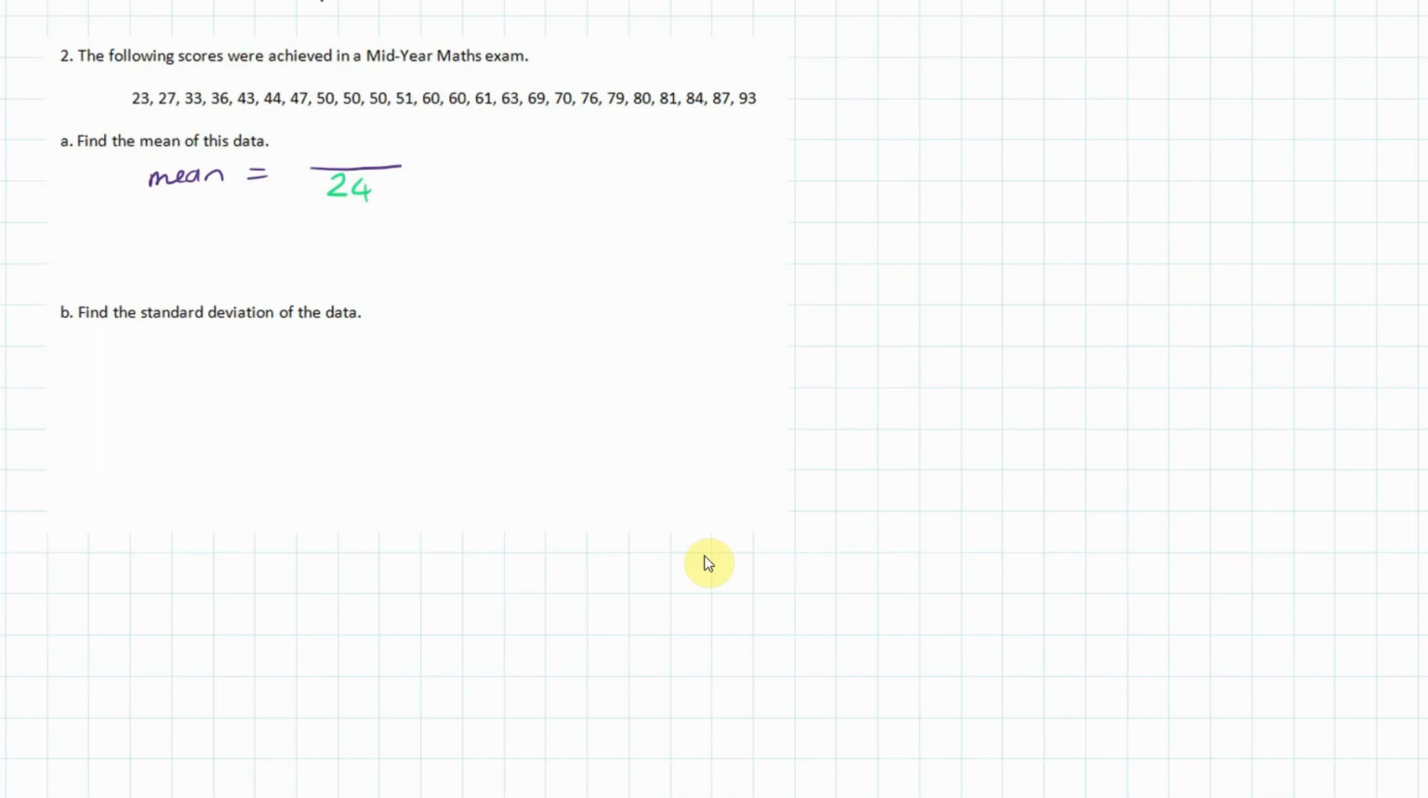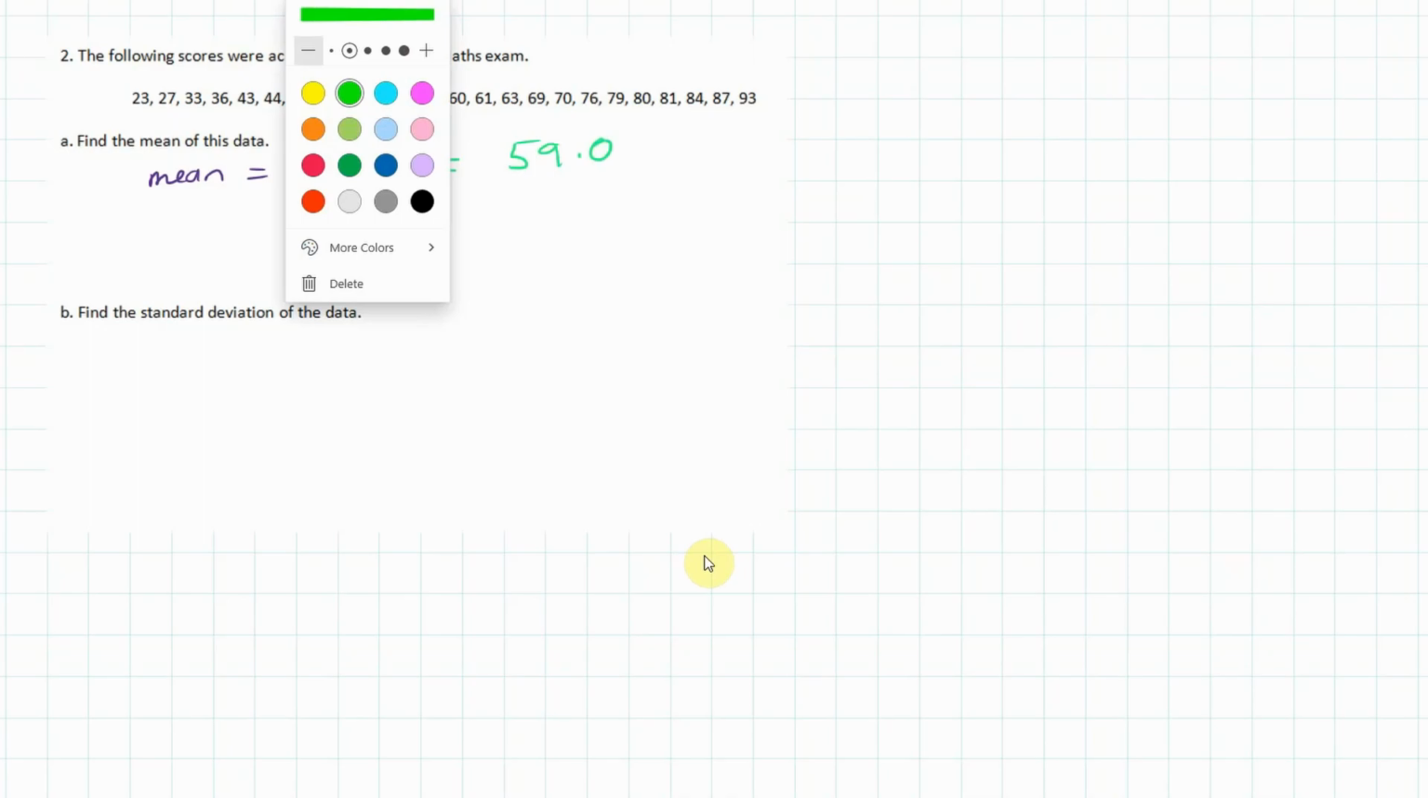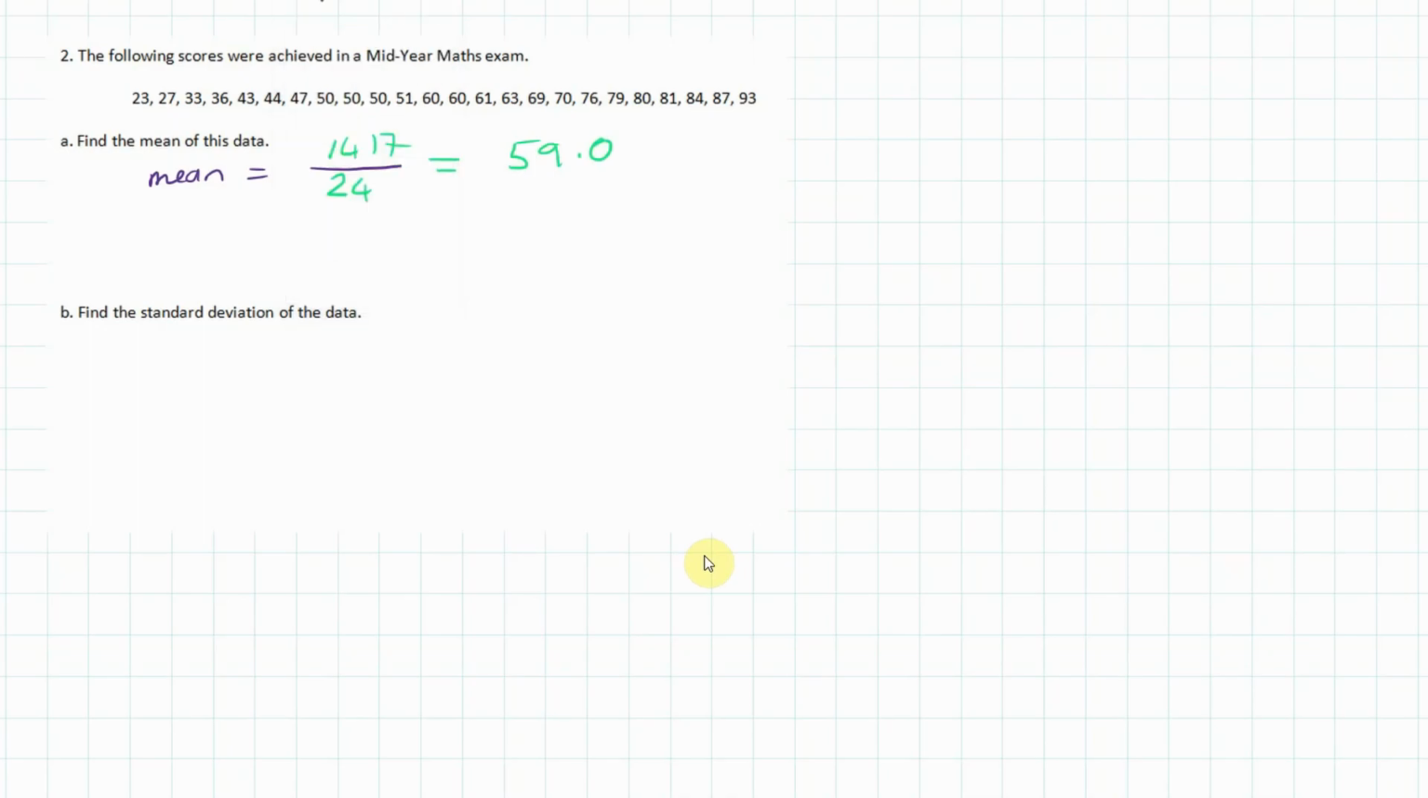Now, if I haven't made any errors, that should be 1,417. So hopefully I got that right. Let me know in the comments if I made a mistake. Divide that by 24 and you get your mean. Now, my mean is 59.0 to 3 significant figures. Obviously, when I go to calculate my standard deviation in the next step, I'm going to use my unrounded answer, which is this fraction here.